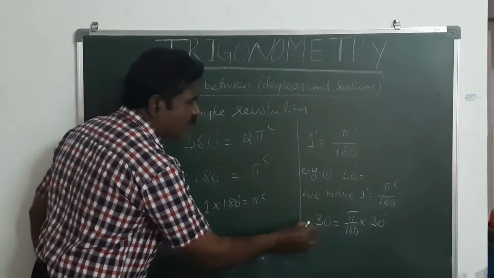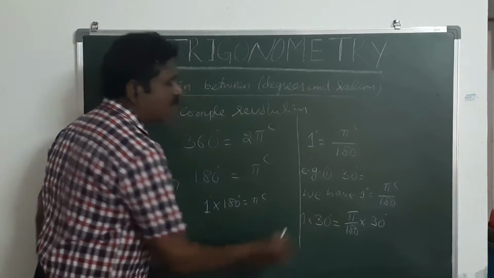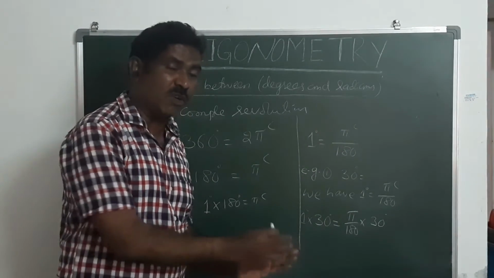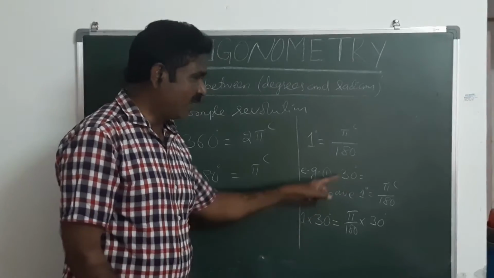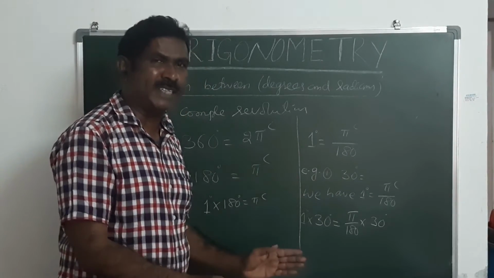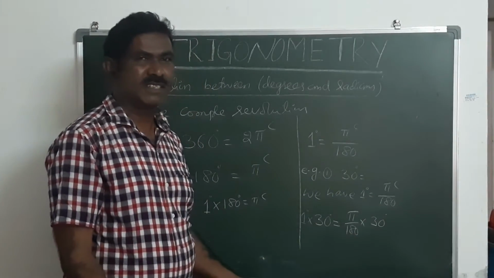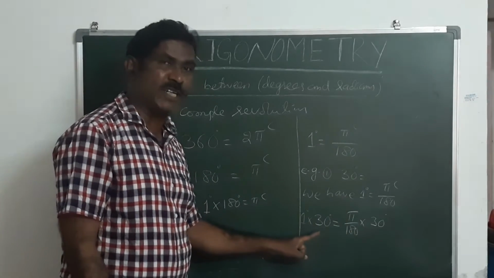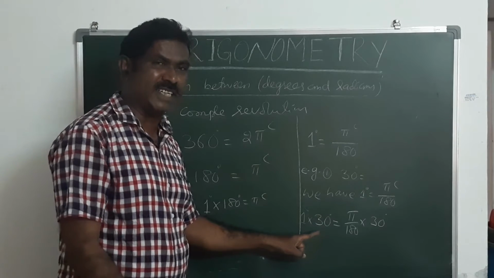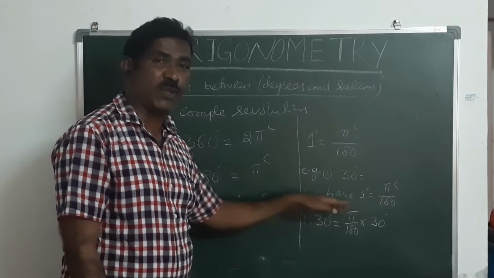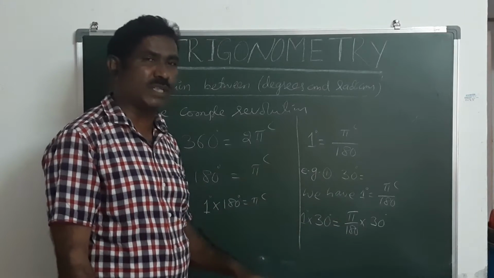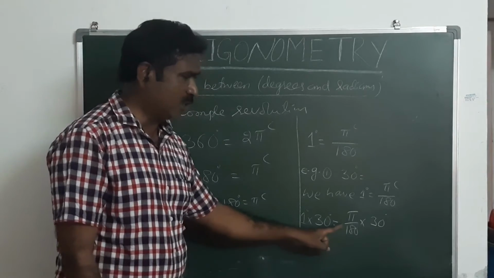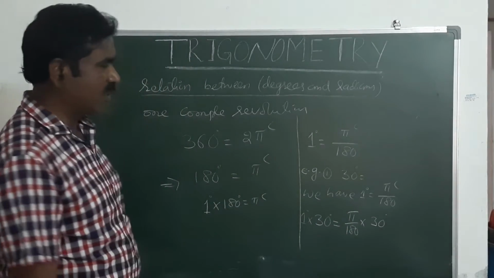If you get confused, you can also start with 1 degree. To understand simply, we require 30 degrees and we multiply by 30 on both sides, because we have taken the unit. In mathematics, doing it on only one side is not right. Whatever operation we do, we should do the same on both sides. So 1 into 30 equals pi by 180 into 30.